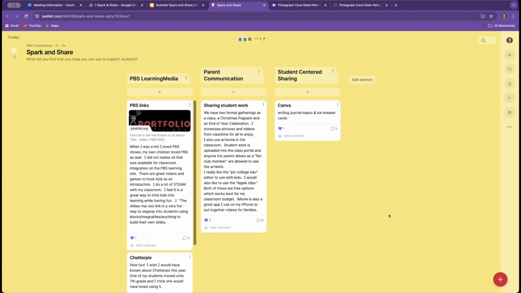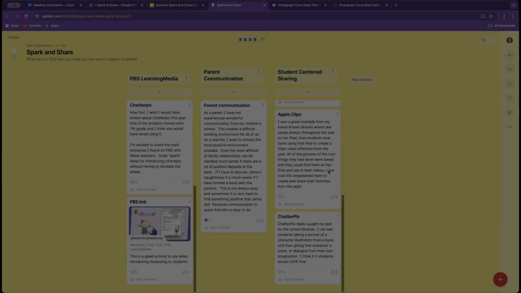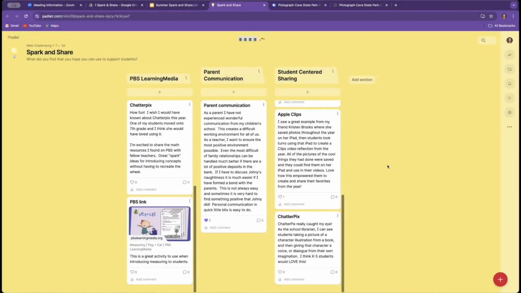So we'll just give you a few minutes to post some things to the Padlet. If Padlet's not working or you're having a hard time logging into that, the chat box works really well for this part of the workshop as well. Lots of love for ChatterPix. ChatterPix was one of my favorites because it was just so easy to use, especially with the iPads in the room.